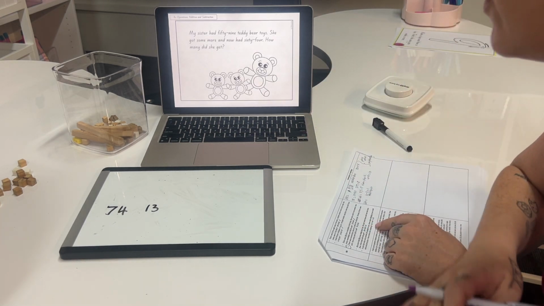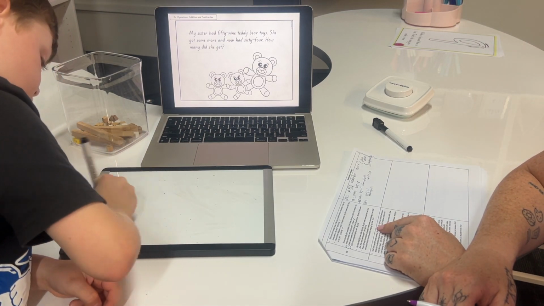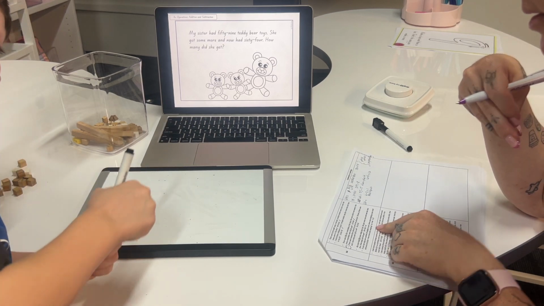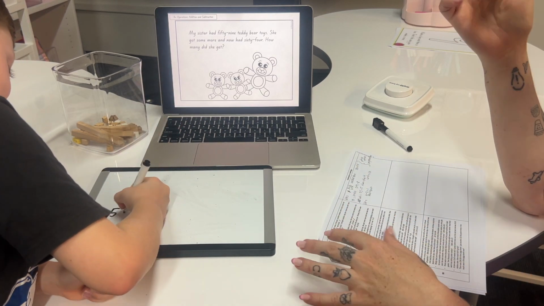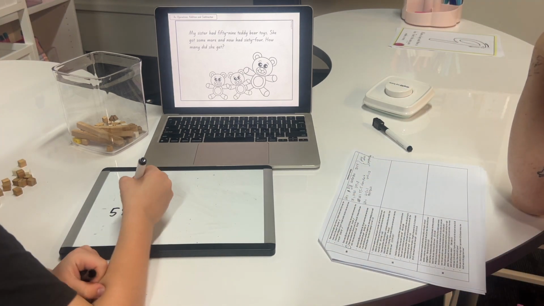My sister had 59 teddy bear toys. She got some more and now had 64. How many did she get?